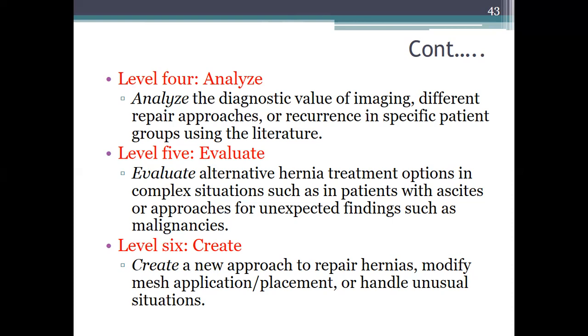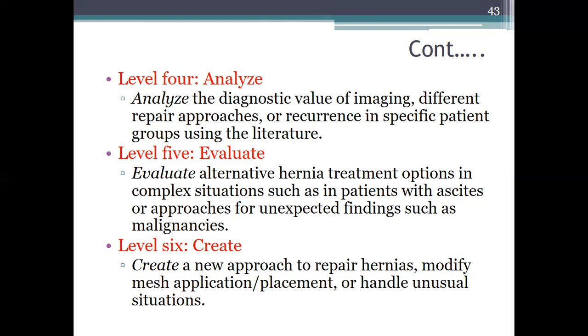Recurrence in specific patient groups, using the literature, using the research. Level 5, evaluate. Now there may be some new situation. Maybe he has the experience of treating, managing, and preventing complications in hernia cases, but there may be a patient who has some other condition, who is comorbid, who has hernia as well as something else. So now what will he do? He has to read, understand, and judge this new situation, and then in the next step provide some solution to this new and complex situation.